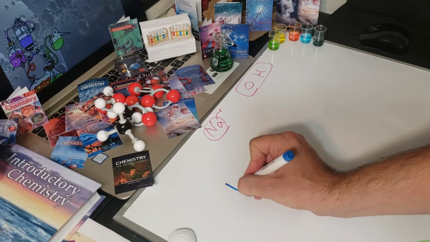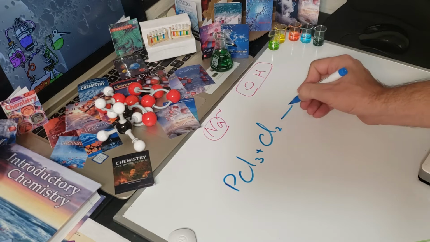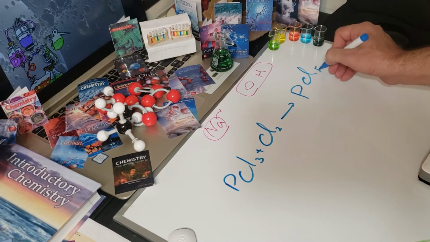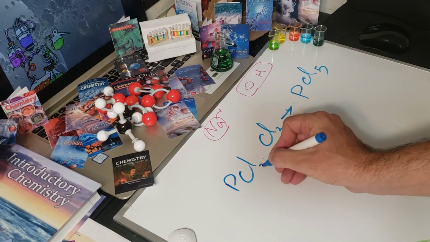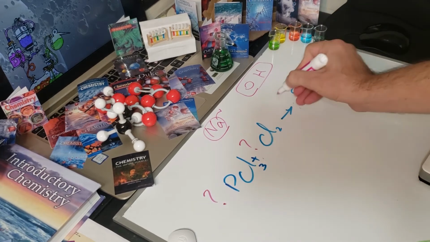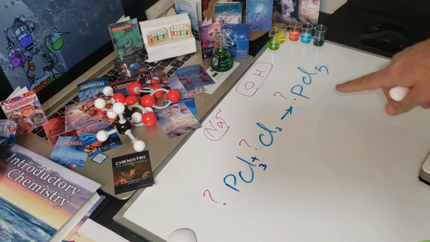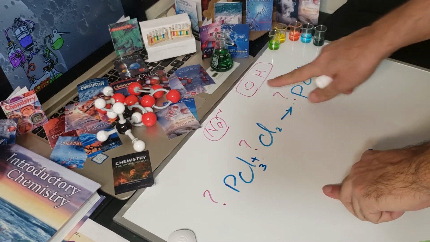Let's do PCl3 and Cl2 giving you PCl5. Okay. Again, that's the deal. I'm going to judge between these two because they have the variety, and this one has larger coefficients.